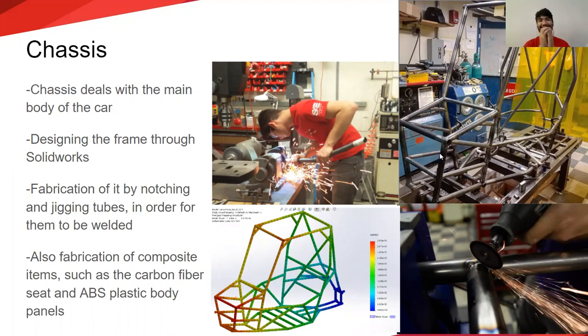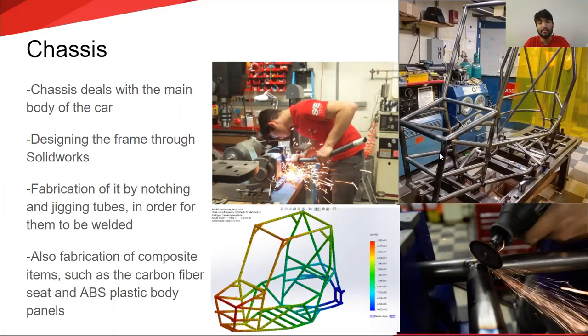But anyway, moving on, we also have the composite subsystem. Composites makes the non-metallic parts of the chassis, basically. So we have the seat. We actually make our own carbon fiber seat ourselves, which is pretty cool, as well as those red body panels. Those aren't carbon fiber, those are plastic, but we actually do use a thermoformer to shape those body panels into the shape we want because not all of them are flat. So yeah, that is the chassis system.